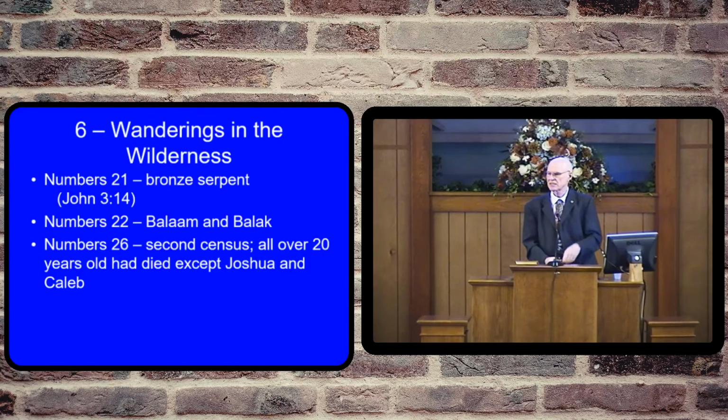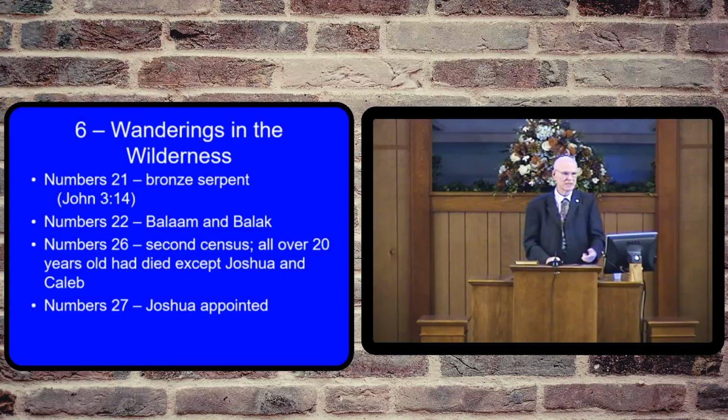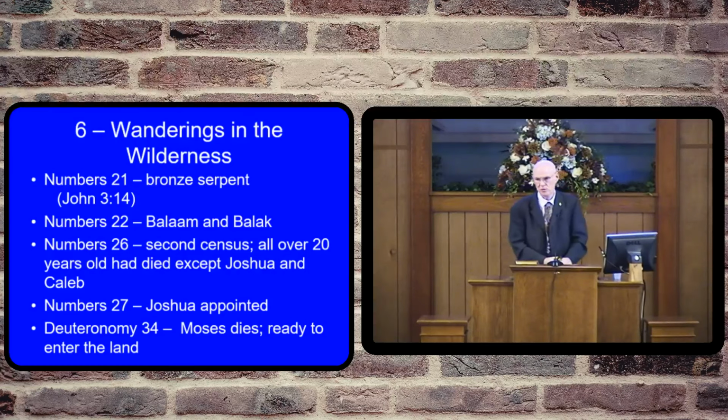26, getting toward the end of the time, they take another census. In this census, they found out that all of the men above age 20, from when they started wandering, have now died, except for Joshua and Caleb. It's time for Moses to die because he will not go in the land. So Joshua was appointed in Numbers 27 to take Moses' place to lead the people into the land of promise. And in Deuteronomy 34, Moses goes up and gets to look into the land, see it, but not enter it, and he dies there.